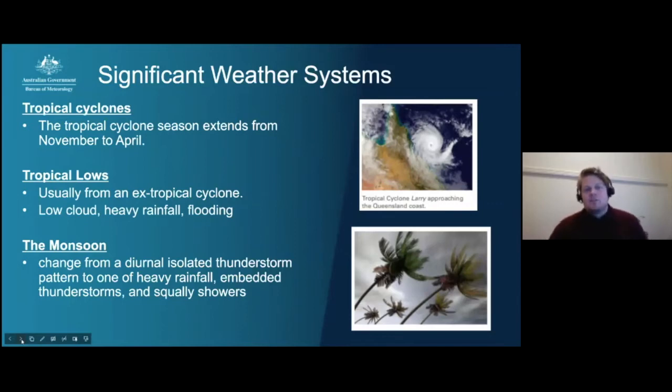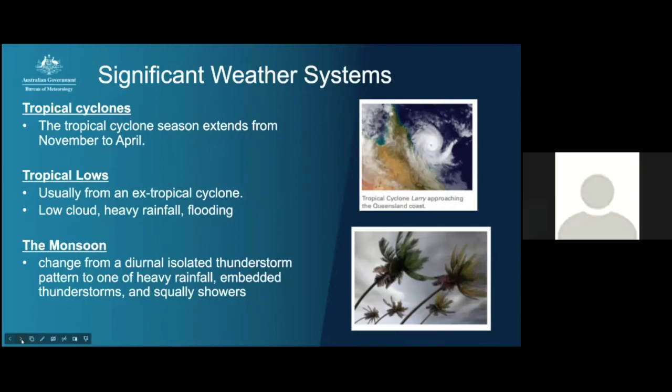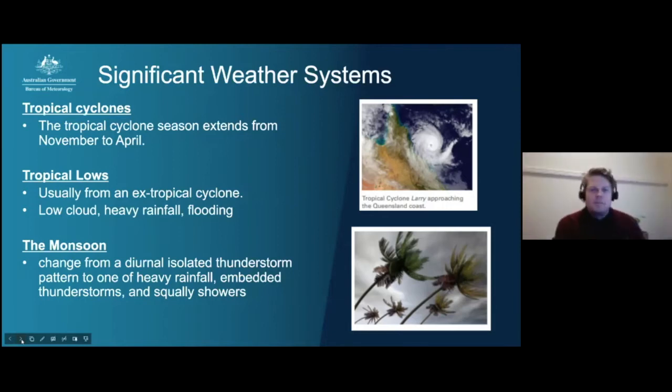Another thing to be aware of is tropical lows. That's a tropical cyclone whose wind speed isn't high enough to be named a tropical cyclone, but it still can have a lot of low cloud and heavy rainfall around it. So you could get days in a row of pretty bad conditions of reduced visibility and that kind of thing. And then the monsoon, which we'll go through in a second, is basically where you get a lot of rainfall rather than the afternoon thunderstorm type thing. It's more rainfall.